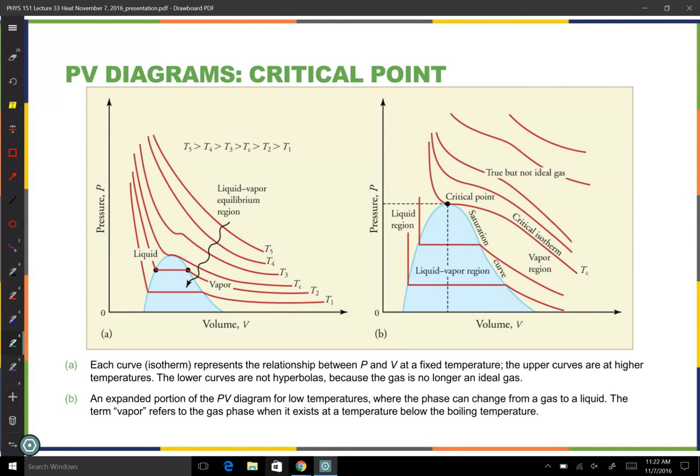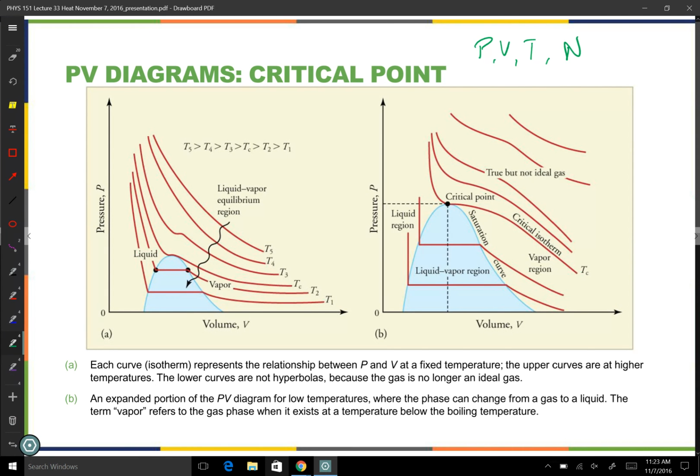Okay, a couple diagrams that you see a lot in chemistry and physics. First, the pressure volume diagram. Pressure volume diagrams tell us 2 of our 4 variables of state. What were the four variables of state? Pressure, volume, temperature, and the number of molecules.